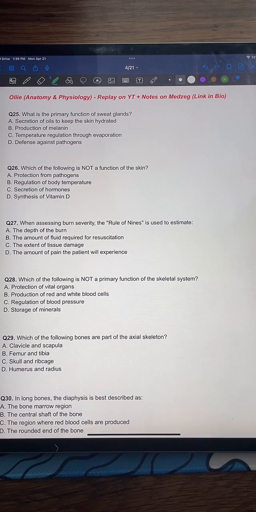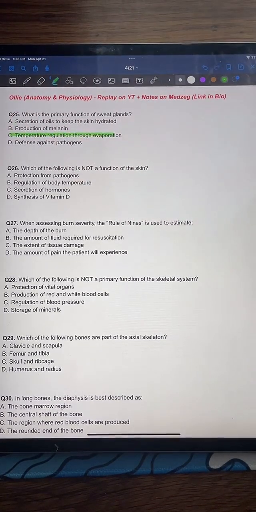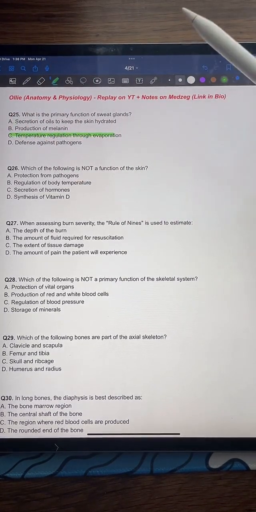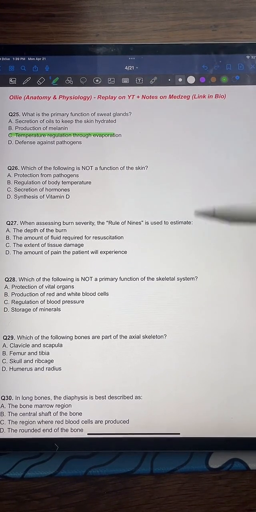Number 25. What is the primary function of sweat glands? The answer is C. Temperature regulation through evaporation. Sweat glands primarily function to produce sweat to regulate the body temperature. So when you sweat, that sweat will evaporate, cooling your body down.